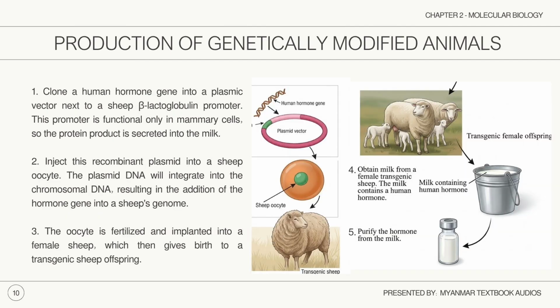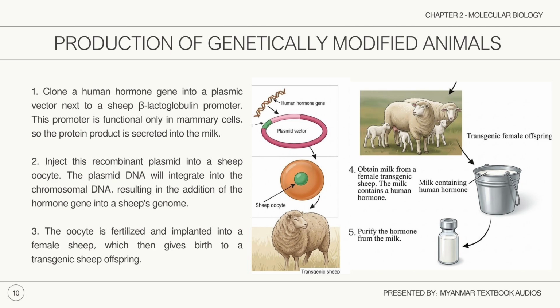Production of genetically modified animal. 1. Clone a human hormone gene into a plasmid vector next to a sheep beta-lactoglobulin promoter. This promoter is functional only in mammary cells, so the protein product is secreted into the milk. 2. Inject this recombinant plasmid into a sheep oocyte.